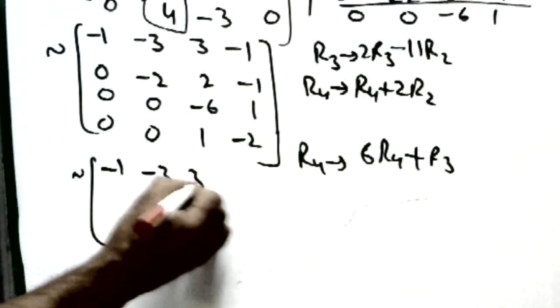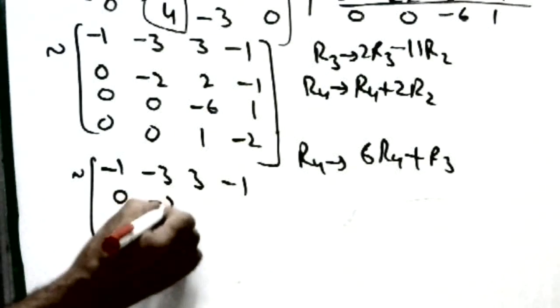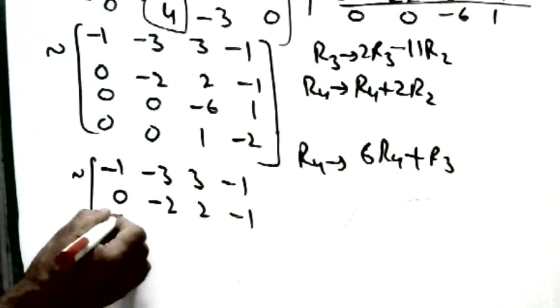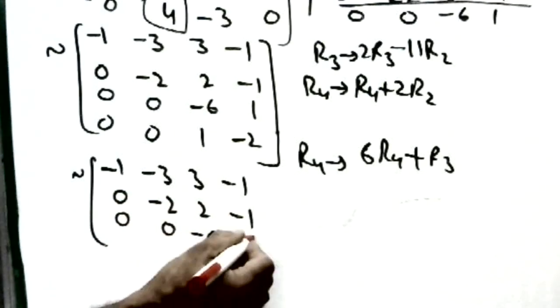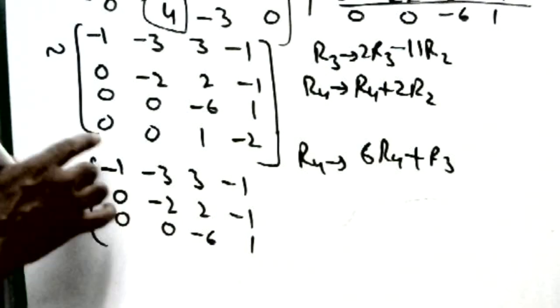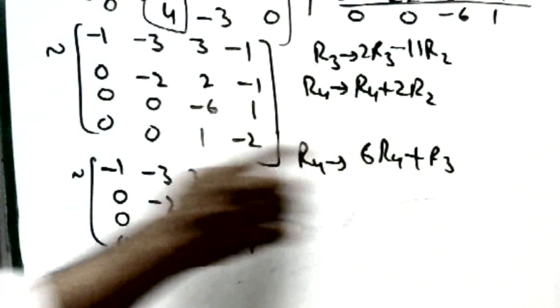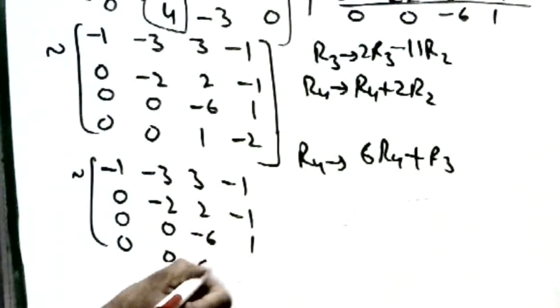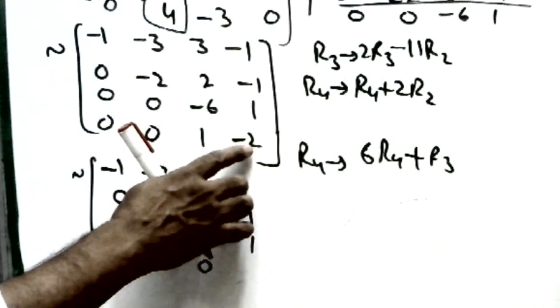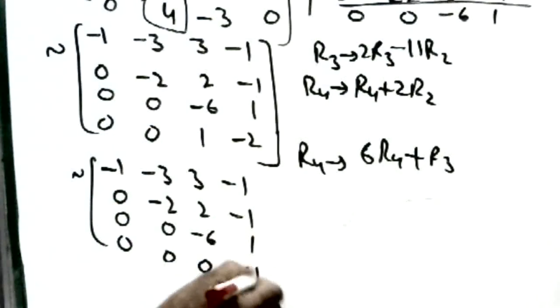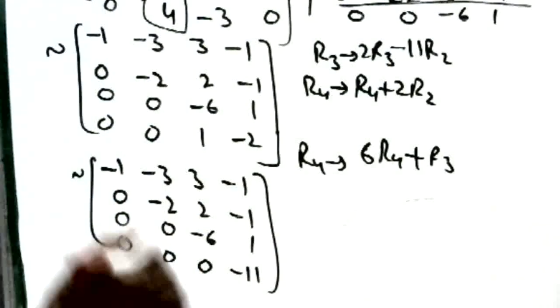Now see here, we are not changing the first 3 rows: minus 1, minus 3, 3, minus 1; 0, minus 2, 2, minus 1; 0, 0, minus 6, 1. Now lastly here, R4 plus R3: 0 plus 0, 0, 0 plus 0, 0, 6R4, 6 1s are 6, 6 minus 6, 0, 6 2s are 12, minus 12 plus 1, minus 11.